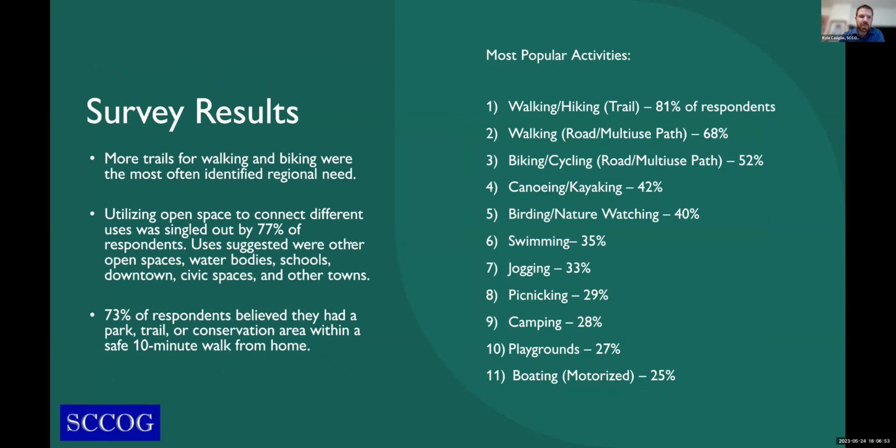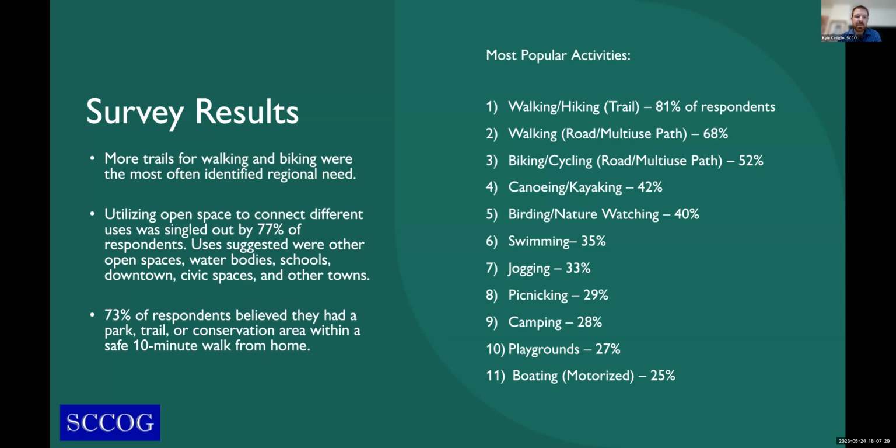From the survey that we put out, the biggest priority that was indicated to us is more trails for walking and biking. That came up from a vast majority of the respondents, more opportunities for that. Utilizing open space to connect different uses was something supported by 77% of respondents. All different types of uses were mentioned, but the biggest ones are connecting different open spaces, connecting open spaces to water bodies, to schools, downtown civic spaces, and to other towns.